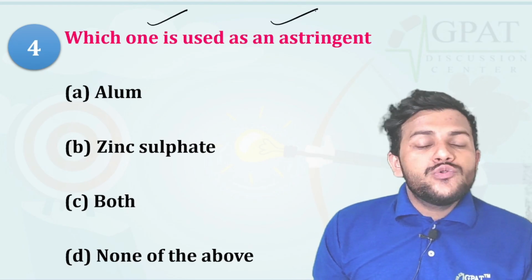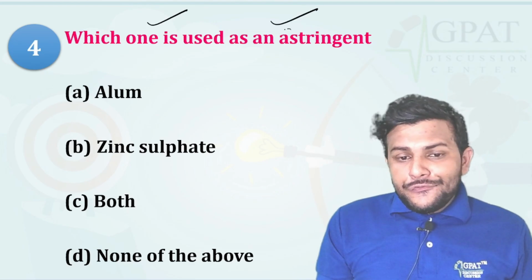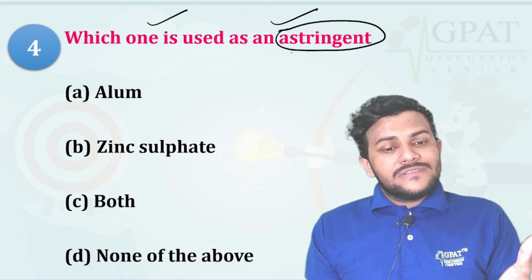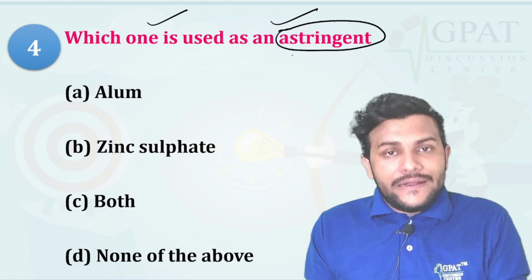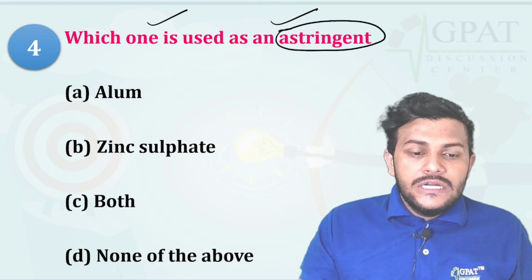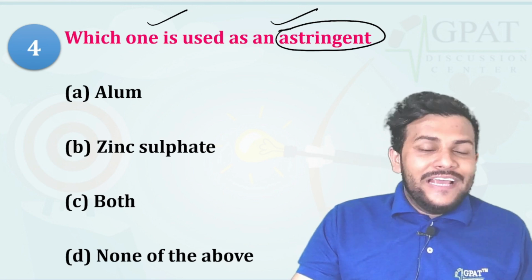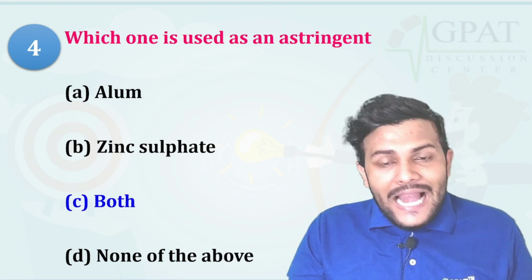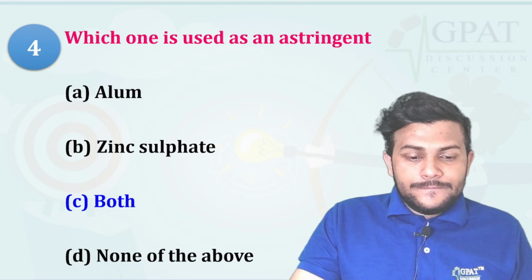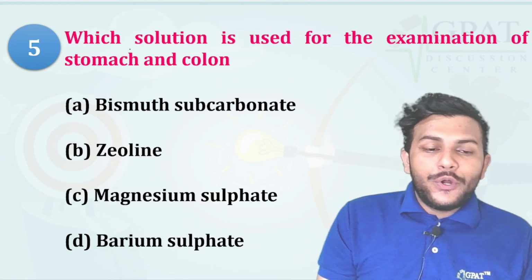Which one is used as an astringent? First you have to know what an astringent is. Astringents are substances that precipitate protein, and they are basically applied topically. Here the only two options are zinc sulfate and alum, which both act as astringents and protective agents. Next question for all of you.